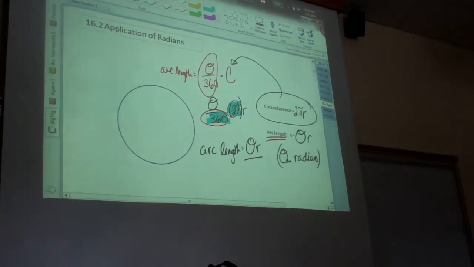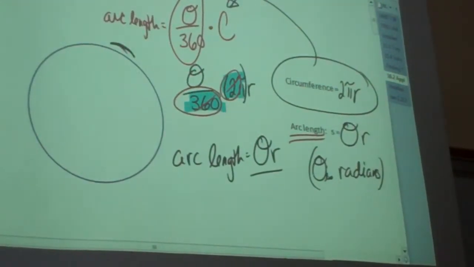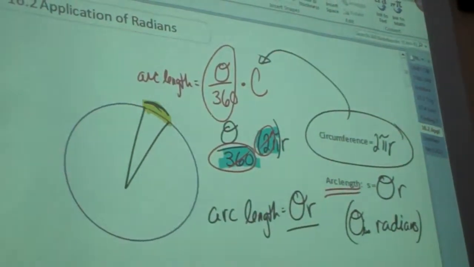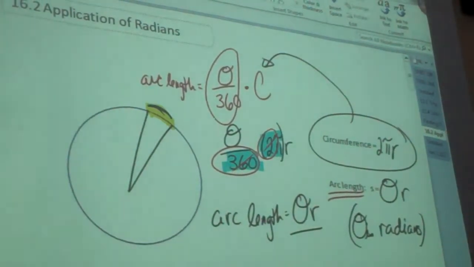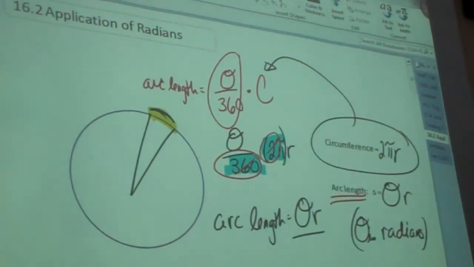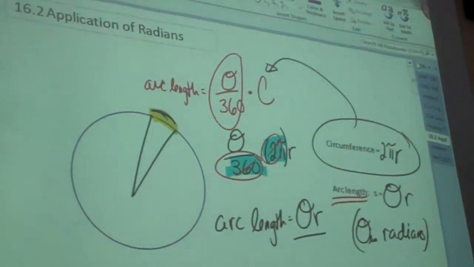Anyway, again, arc length refers to this part. It's a portion of the circumference. Do you guys remember that? Okay. So when we're dealing with radians, we're using theta times r. Theta times r. And that automatically kind of gives us the exact value anyway.